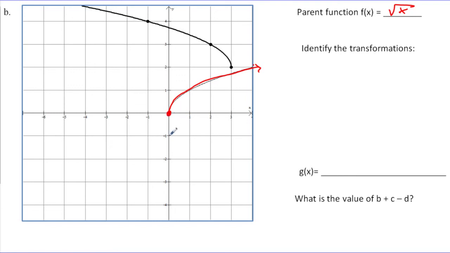So my original starting point was at the origin. It looks like I moved 1, 2, 3 units to the right. So I'm going to say it was a right by 3. And I went up by 2. But if I did that, my graph would be in the right location, but it would be going that way. And it's not going that way. It's actually going to the left, not the right. So we have to figure out, how do I change that?